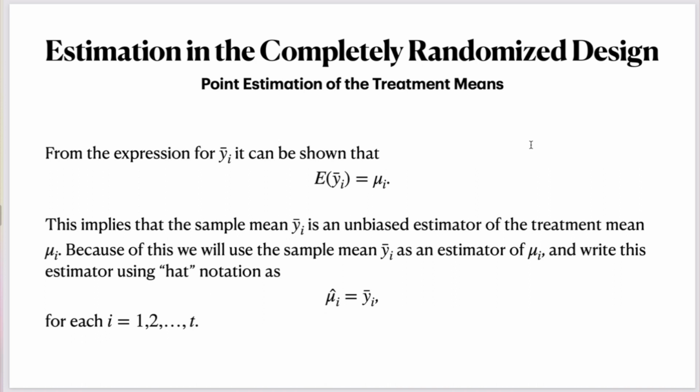From this expression for y bar sub i, it can be shown that the expected value of y bar sub i, in other words, the mean of the sampling distribution of y bar sub i, is equal to mu sub i. This implies that the sample mean, y bar sub i, is an unbiased estimator of the treatment mean, mu sub i. Because of this, we're going to be using the sample mean of the ith sample, y bar sub i, as an estimator of mu sub i.